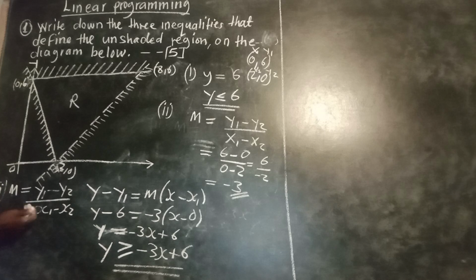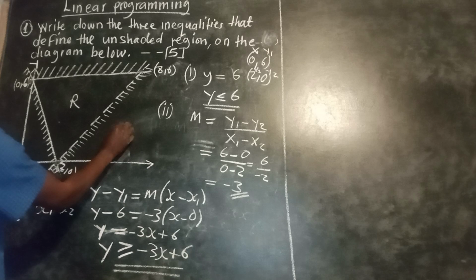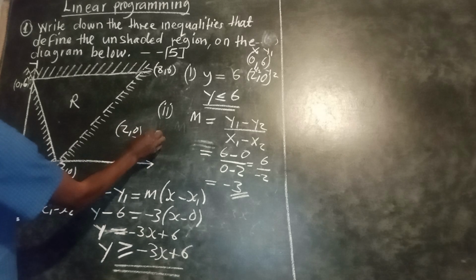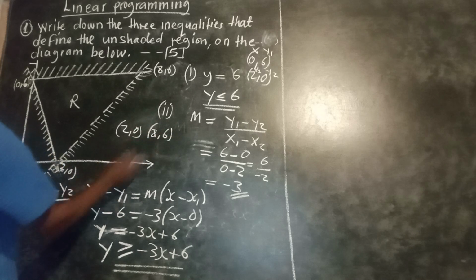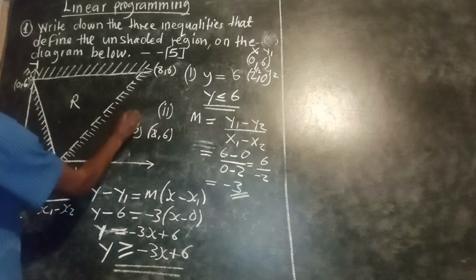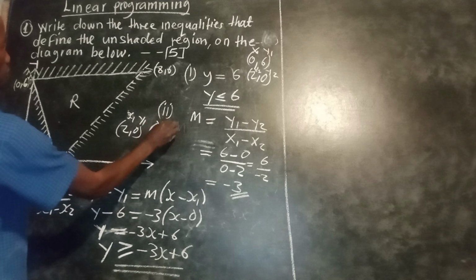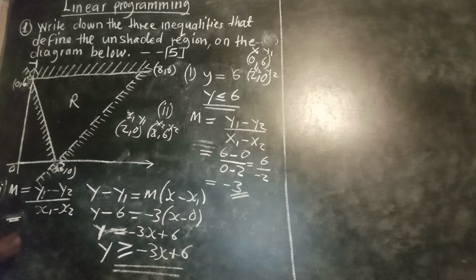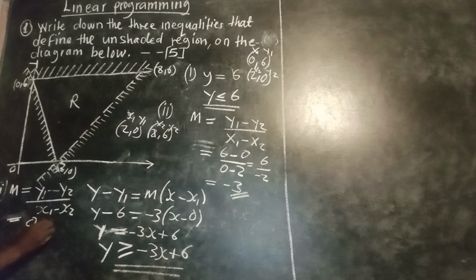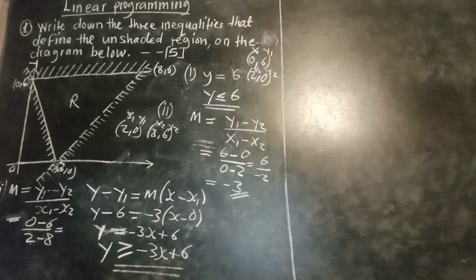So let's substitute. Here we can name this x1, this y1. So let me write here: 2, 0, these are the coordinates that we have, then we have 8, 6. So this is x1, y1, then x2, y2. Let's substitute accordingly. y1 is 0, then minus y2 is 6, over x1, which is 2, then minus x2, which is 8. Then from there, this is negative 6 over negative 8.